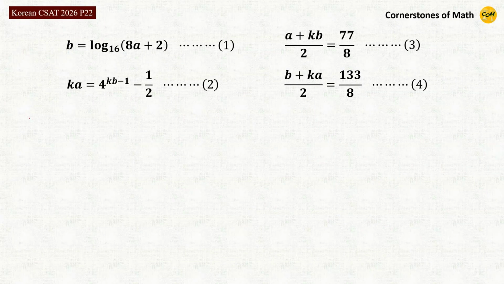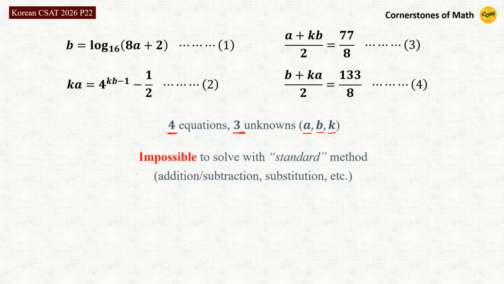Now, if you take a look at the equations that we obtained, you'll realize that we have 4 equations, while we only have 3 unknowns, a, b, and k. So this problem actually gave you an excess condition, which resulted in having more equations than unknowns. But that doesn't mean that this problem is easy. The biggest problem is you'll soon notice that it is impossible to solve this system of equations by so-called standard methods, such as adding or subtracting the equations, or substituting one equation into another to reduce the number of unknowns.